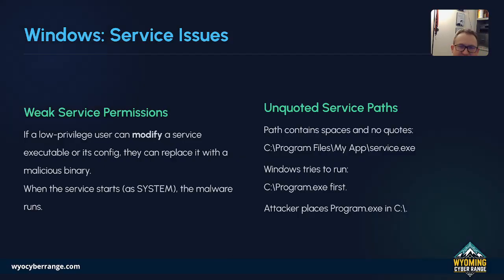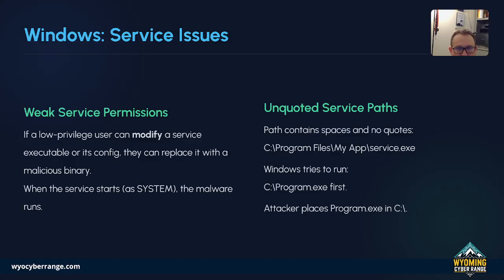On Windows, a very common escalation path is going to be the service issue. If a low-privilege user can modify a service executable or even its configuration file, they can swap it out with a malicious binary. Now, when that service starts up, and maybe that service is currently running as SYSTEM, the malware now will have full privileges as SYSTEM. So they'll just swap it out.